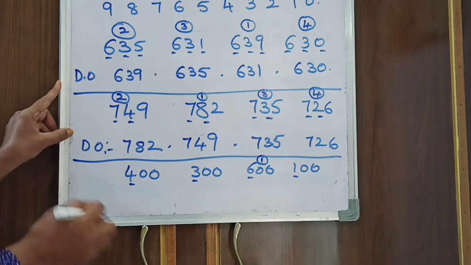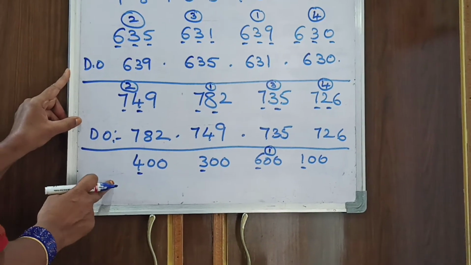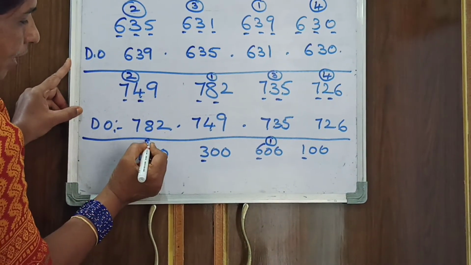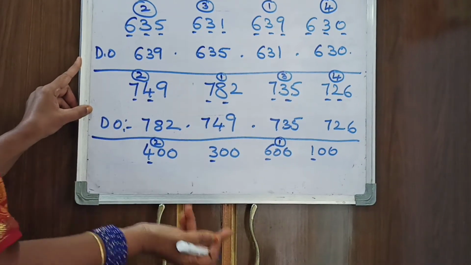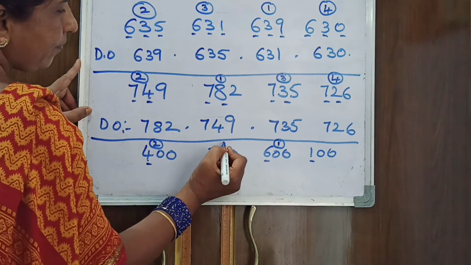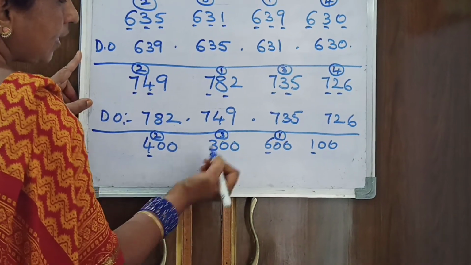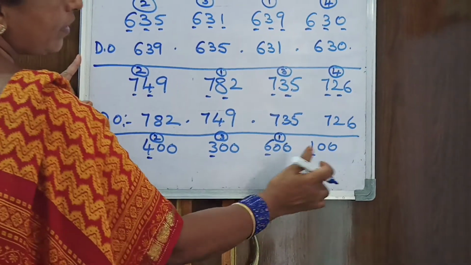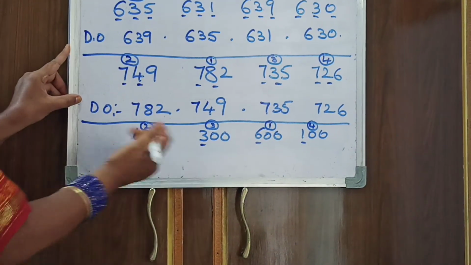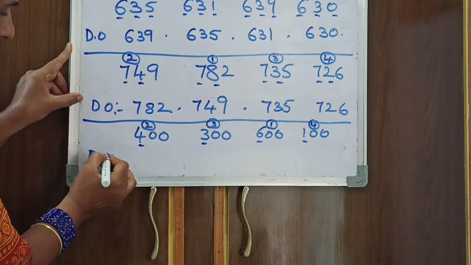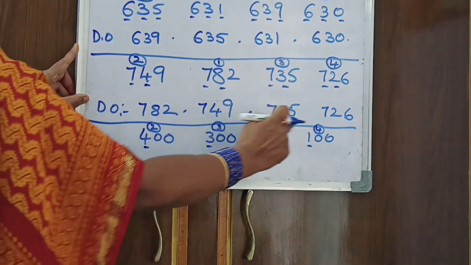And the next second biggest number? 4. So write 2 above 400 and circle that number. And the next biggest number? 3. So write here 3 and circle. And the last remaining one is 1. So write here 4. Now you arrange all these numbers by seeing the numbers you have written above.